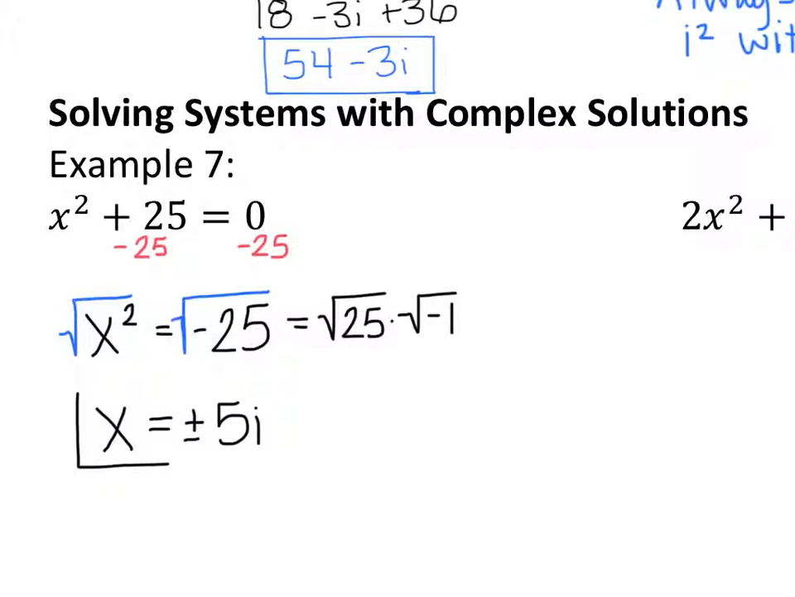So we actually have two answers here. Positive 5i and negative 5i. Dude, that's what got me on the freaking test. Yeah. Anytime you square root both sides, you have to write in plus minus. We good? All right, let's go to the next one.